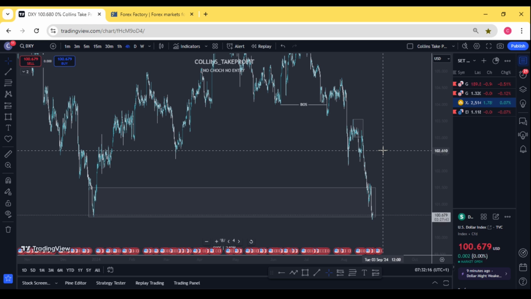It is no longer news that the dollar index has been weak lately, that the dollar has been weak fundamentally.